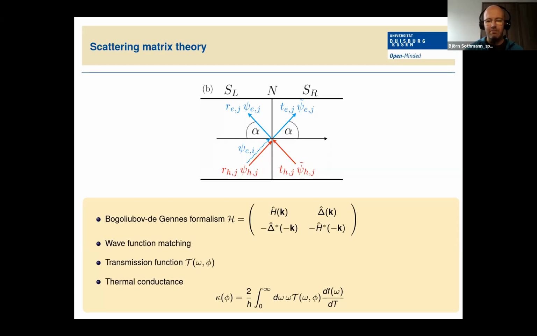Okay, before I come to the topological Josephson junctions now, let me first tell you a bit about a standard SNS junction and how the phase-dependent thermal conductance looks over there, because then we have something to compare with.